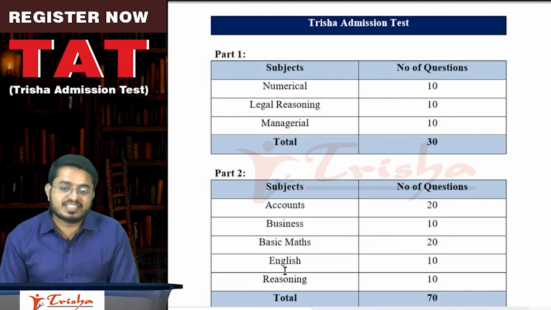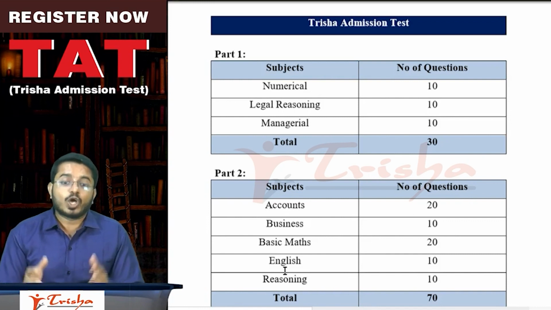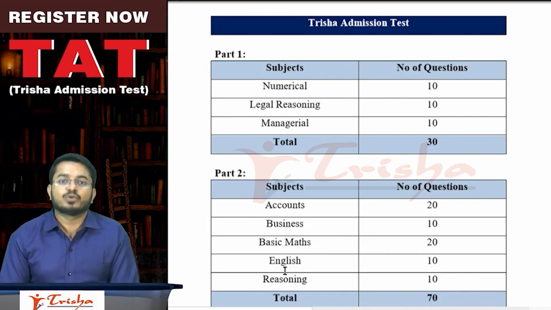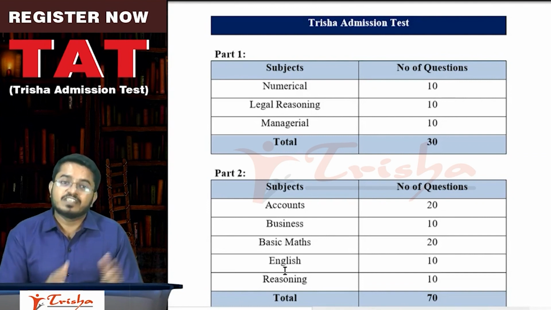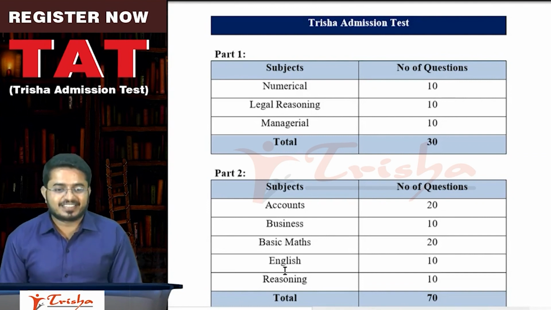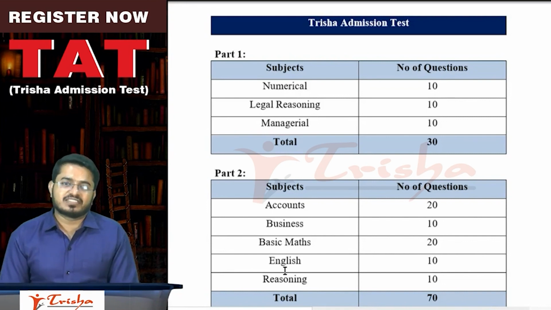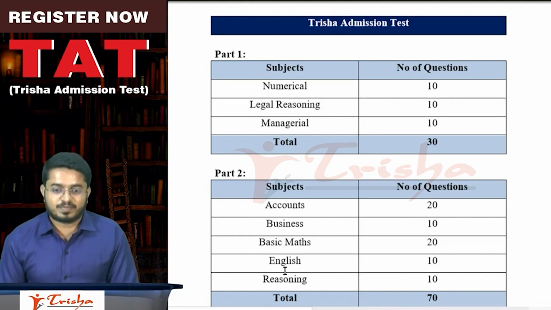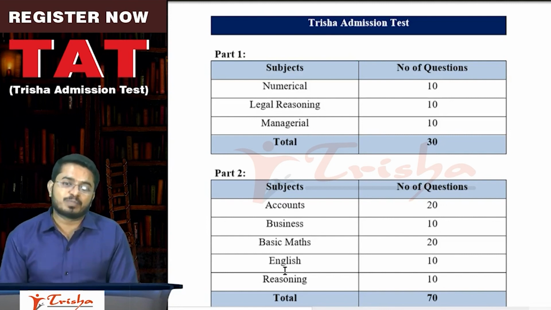And on business studies, you'll have 10 questions. On basic maths, quantitative aptitude, once again, to check your aptitude and your ability on analytical skills, you'll have 20 questions there. In English, we'll have 10 questions where you'll be judged based on your understanding of the language, the grammar part of it, and also various other aspects. You'll also have reading comprehension there.